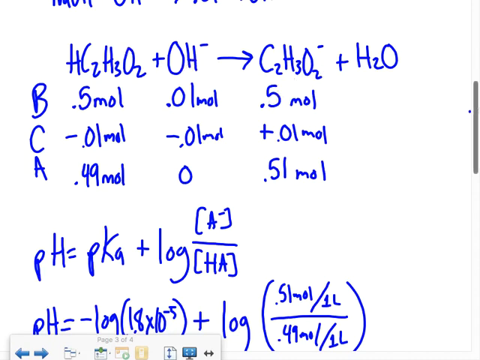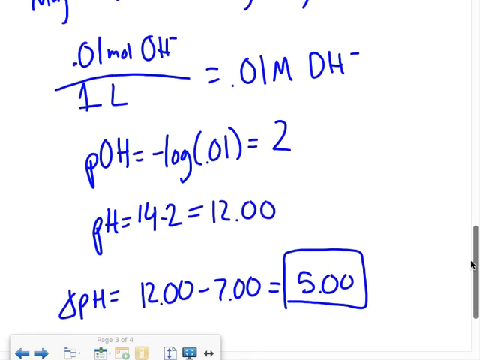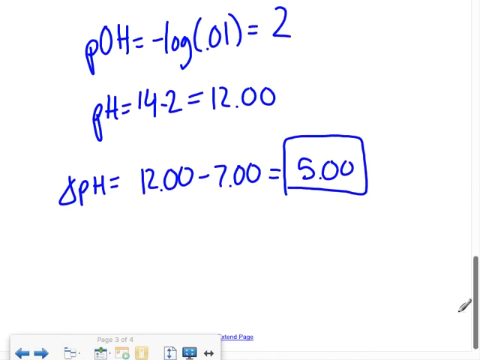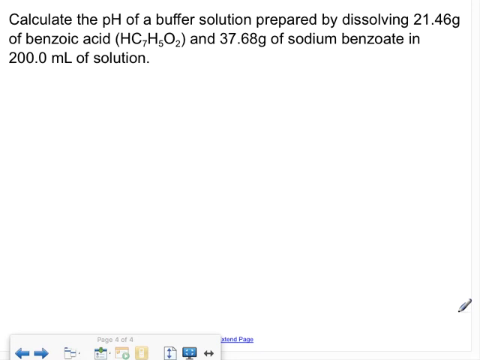All right, last question. Calculate the pH of a buffer solution prepared by dissolving 21.46 grams of benzoic acid and 37.68 grams of sodium benzoate in 200 milliliters of solution. It's a buffer because we have benzoic acid, which is a weak acid, and we have its conjugate base, benzoate. So since it's a buffer, we can find the pH by using the Henderson-Hasselbalch equation.